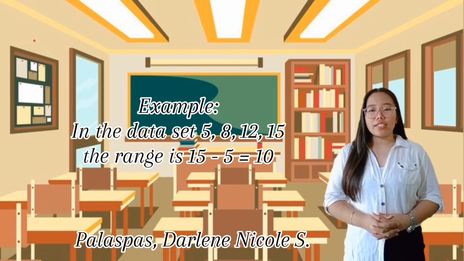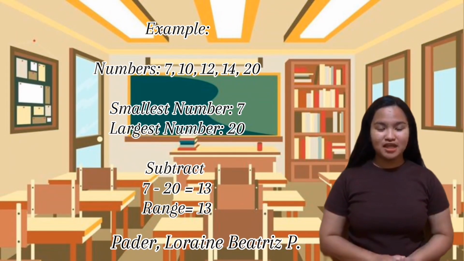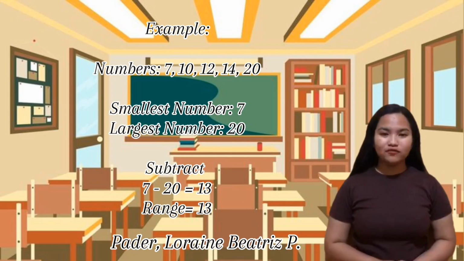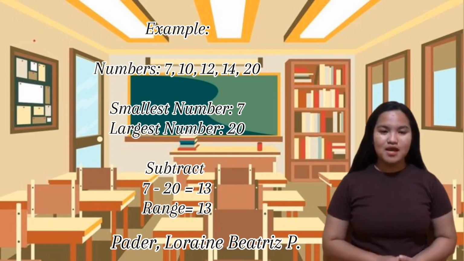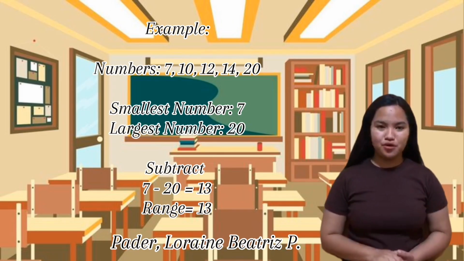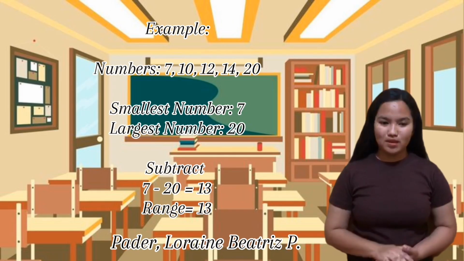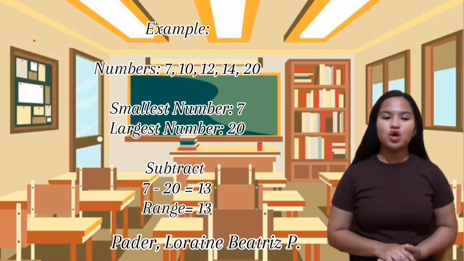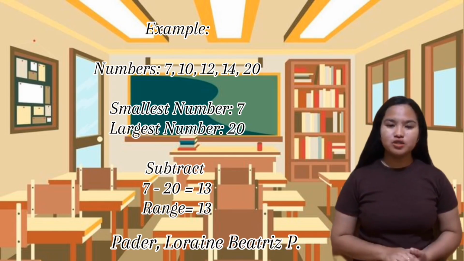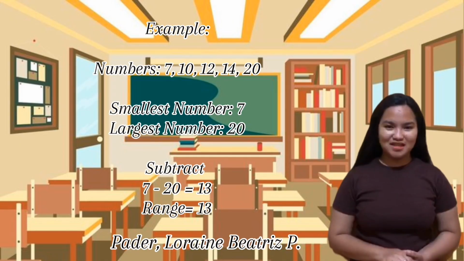Let's do another example from Miss Pader. Let's now move on to the second example. The numbers we have are 7, 10, 12, 14, and 20. Next step is to find the smallest and largest number. The smallest and largest numbers are 7 and 20. Next, we subtract the smallest from the largest number. 20 minus 7 is equal to 13, and the range there is 13.